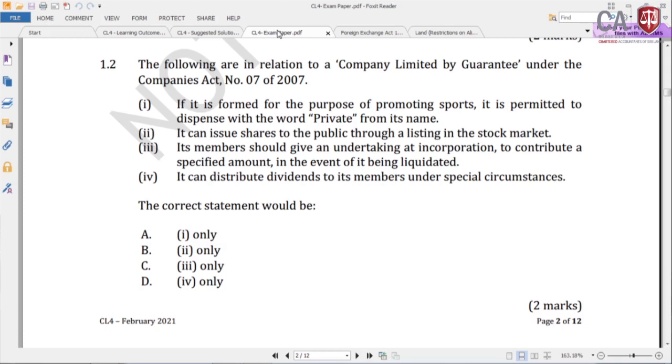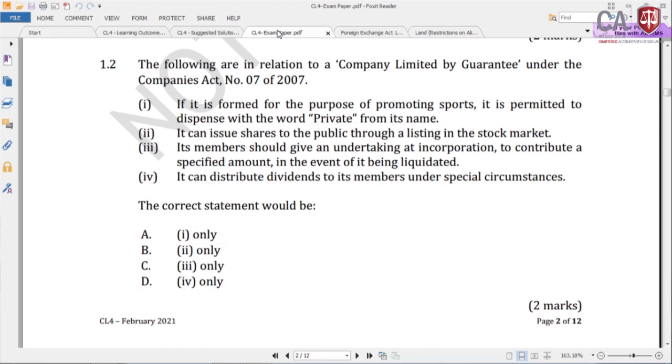If it is formed for the purpose of promoting sports, it is permitted to dispense with the word private for its name. Is that correct or wrong? Because a company limited by guarantee does not provide for such an inclusion. Second one, it can issue shares to the public through a listing in the stock market. A company limited by guarantee won't give such a thing.